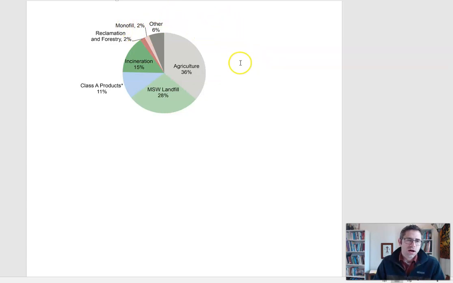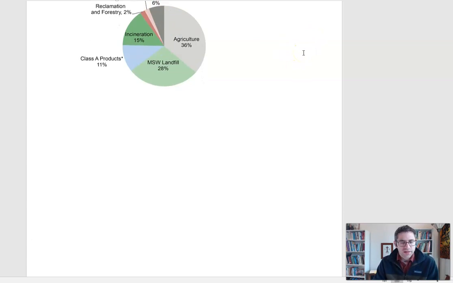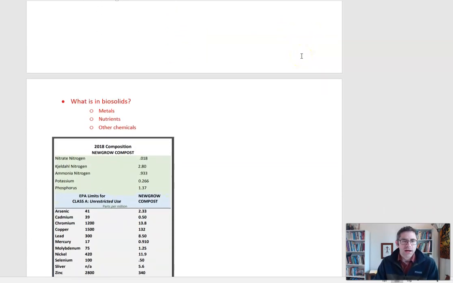So one common use is what they call minimum daily cover in a landfill, where you dump the municipal solid waste, and every day that has to be covered over. And so biosolids can be used as the daily cover. And I'm not sure in this diagram whether that's included in this landfill or in the other, but that's a common use. And then the last part is what is in biosolids.